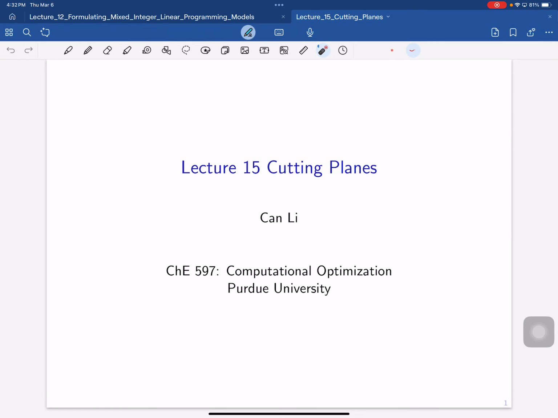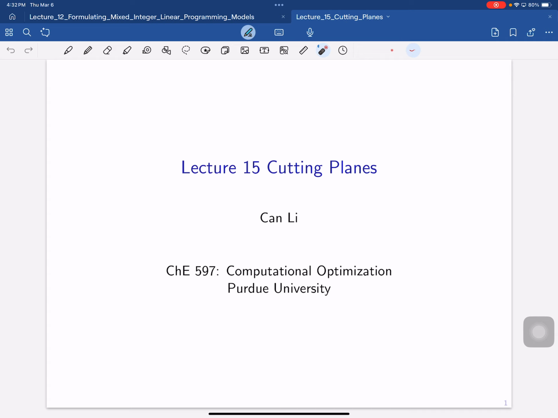Now, let's talk about cutting planes. I said that in state-of-the-art mixed integer linear programming solvers, branch and cut is used. Branch and cut is a combination of branch and bound and cutting plane methods. But for many decades, these two algorithms were used separately.